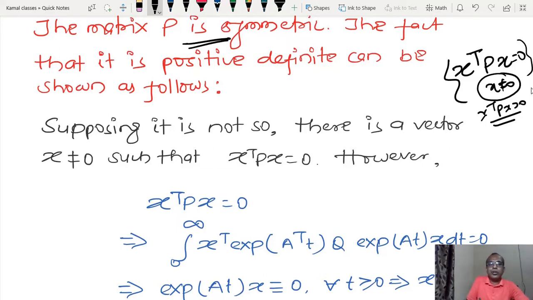So without delay, what I am going to do now is suppose that it is not so, that P is not positive definite. It means that I have selected Q positive definite, A is Hurwitz, I have constructed P in terms of Q and A, and after that I am going to say that for a non-zero value of X, X transpose Px equals 0.